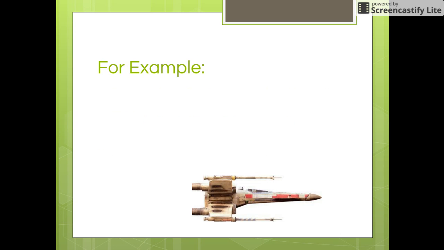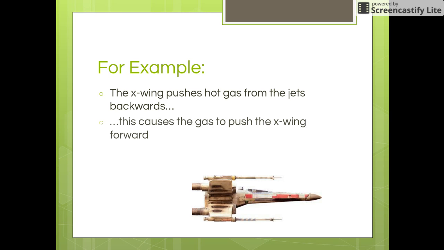Let's take a look at that rocket example. This is an X-Wing from the Star Wars series. This X-Wing is capable of throwing hot gas out the back of the rockets. That hot burning gas pushes that way. And when that happens, when those gases get pushed backwards, at the same moment, the rocket gets pushed forward. The amount of force is equal, but in opposite directions.